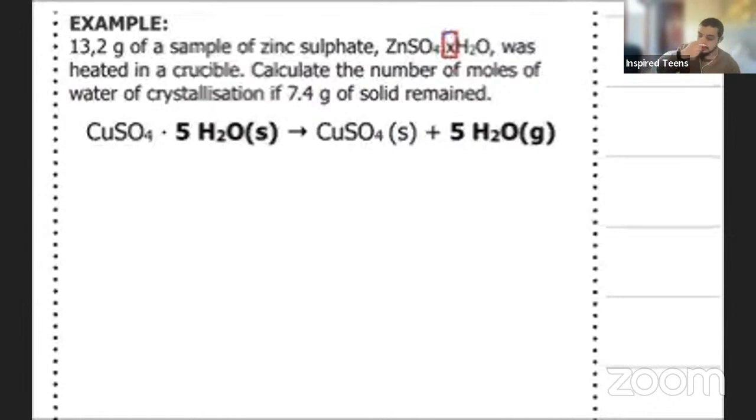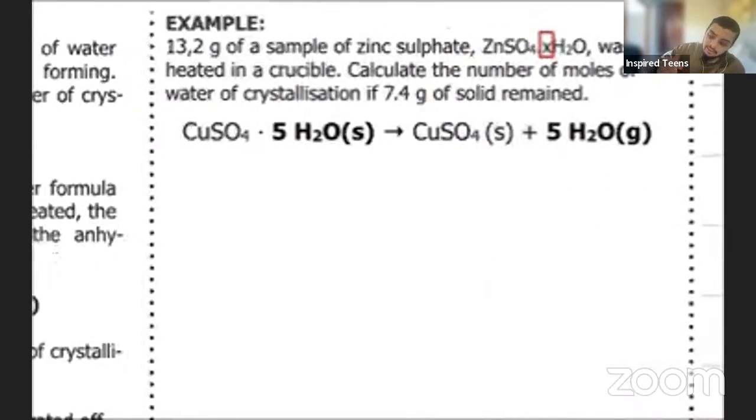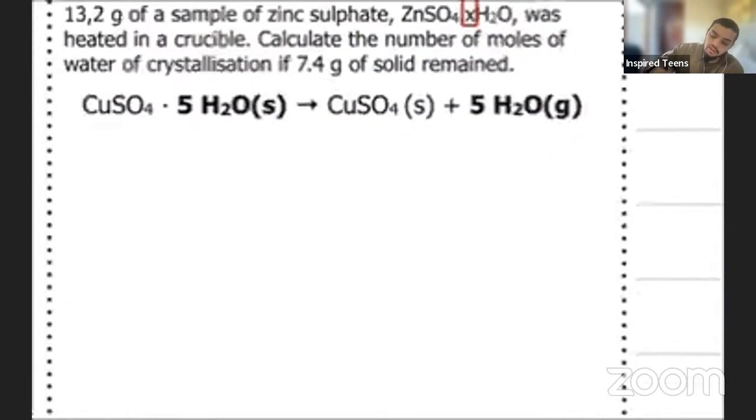Okay, there's one zinc sulfate. How many moles of water are there? So the water of crystallization. If 7.4 grams of solid remained. Okay, so what's important to understand is the 7.4. So in this reaction, this is incorrect. Actually, we should have... Why don't they give us a reaction for this?